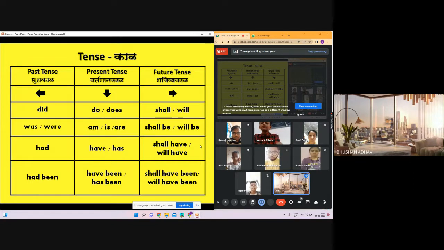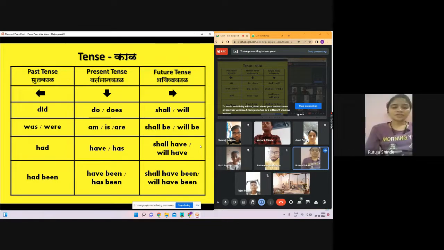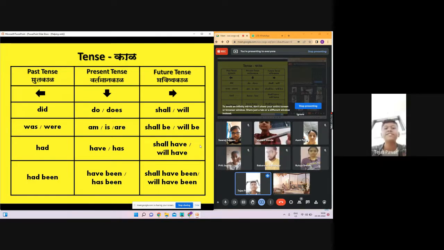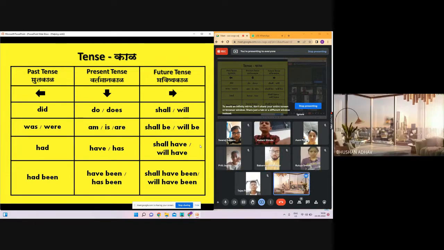Yes, Rutuja ma'am, will you tell me the present nine words? Do, does, am, is, are, have been, has been. Absolutely right. Do, does, am, is, are, have, has, have been, has been. Tejas, about future. Shall be, will have, shall have been, will have. Okay. Now, everyone will tell me what is past, what is present, and what is future to be formed.